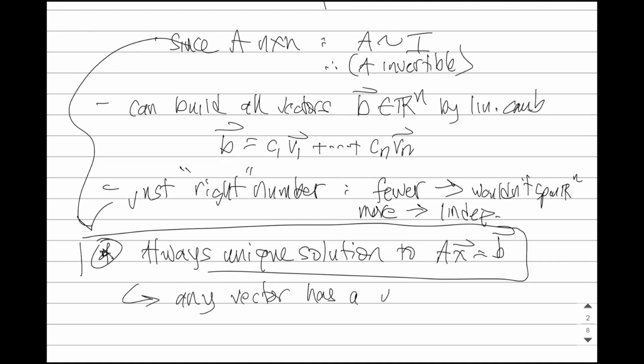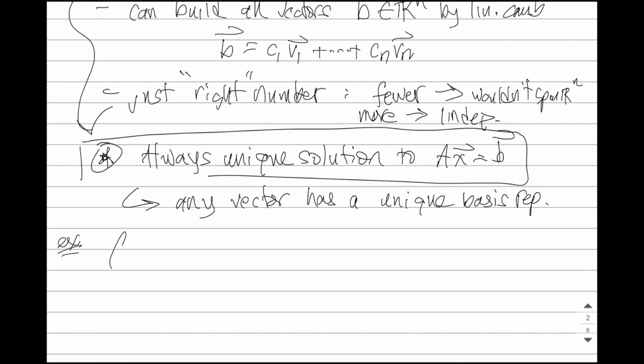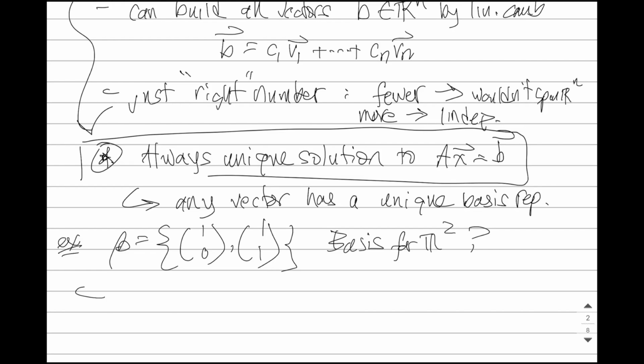So there are a lot of ideas here. The first technique that we want to do is, number one, be able to identify whether a set of vectors is a basis for a given space. If I give you this basis beta, we're always going to refer to it in terms of a set. We're going to ask the question, is this a basis for R2? Always put it into a matrix.